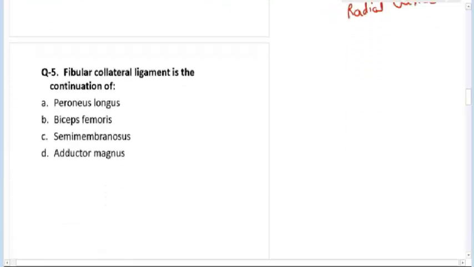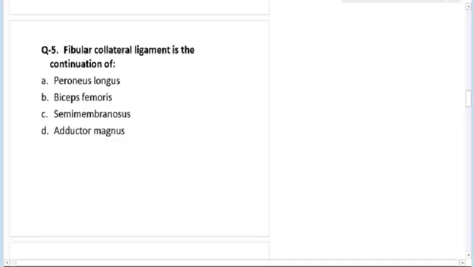Coming to the next question, fibular collateral ligament is the continuation of peroneus longus, biceps femoris, semimembranosus and adductor magnus. So in this question, peroneus longus is the correct answer. That is a straightforward question, that the degenerated part of peroneus longus is the fibular collateral ligament. Regarding biceps femoris, the degenerated part of the long head of biceps femoris is represented by the sacrotuberous ligament.